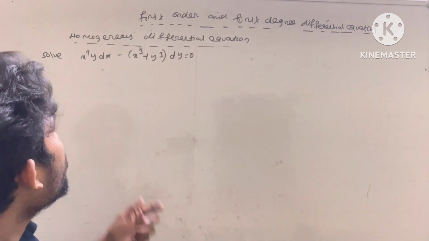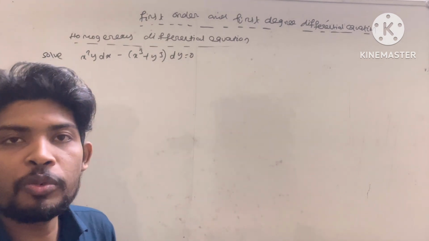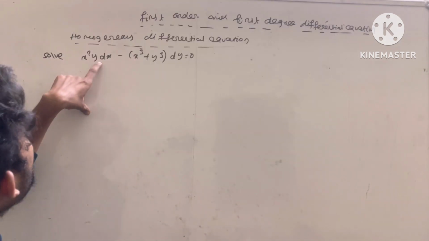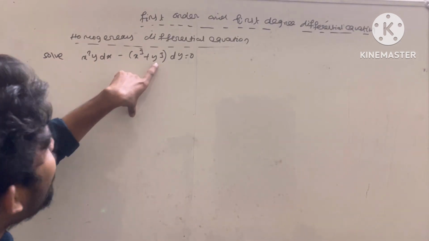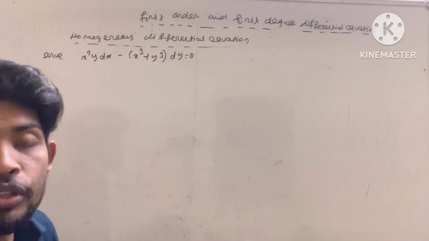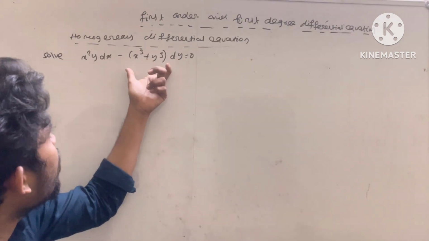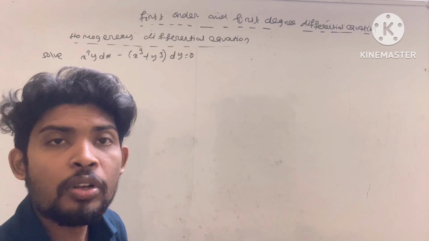Students, look at the example. First of all, you have to check whether this is a homogeneous differential equation or not. Look at here: 2 plus 1, the degree is 3, and here 3 and 3. So this is a homogeneous function of degree 3. M of xy has degree 3, and N of xy also has degree 3. So simply it is a homogeneous equation, and that's why I can solve it.